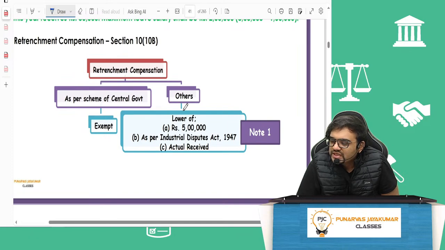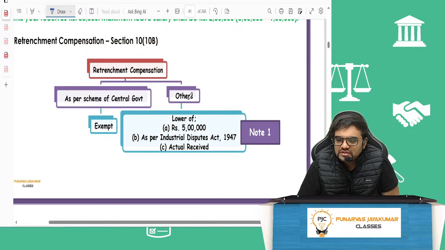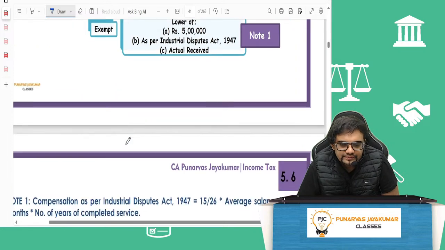Basically, retrenchment is like retirement, only forced retirement. For forced retirement, I'll give you some compensation. If it is a scheme of the central government, exempt. Other cases, lower of 5 lakh or actual amount received or as per the Industrial Disputes Act 1947, whichever is lower, you will get.